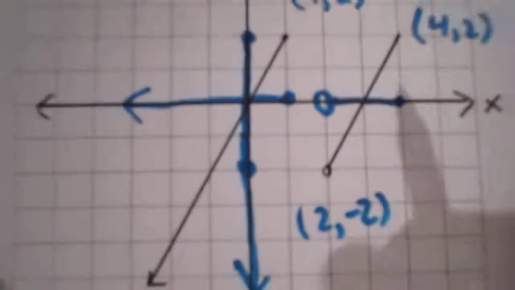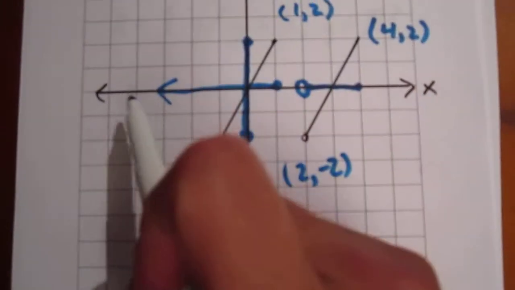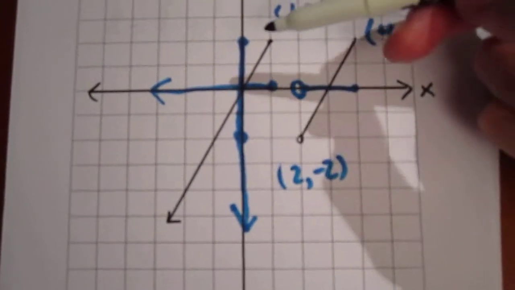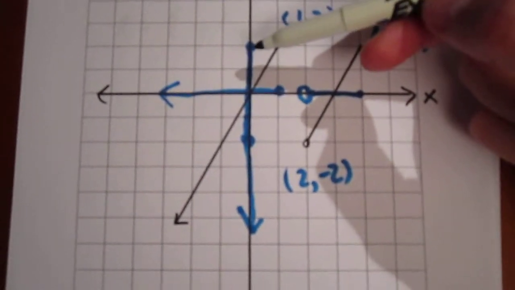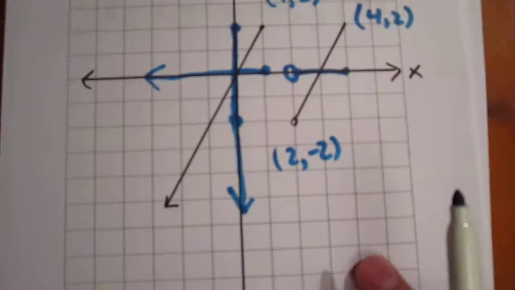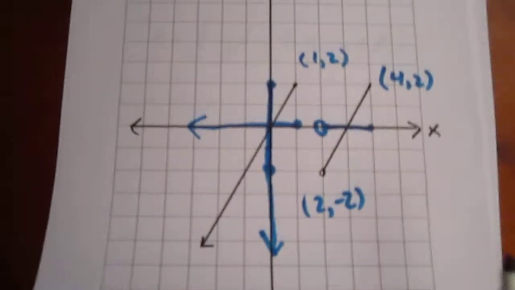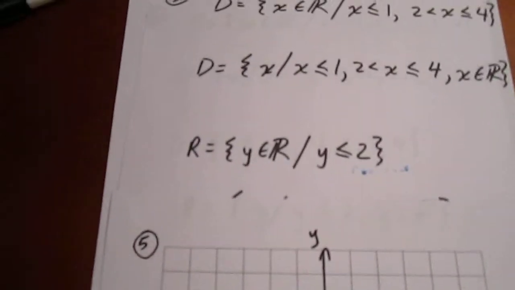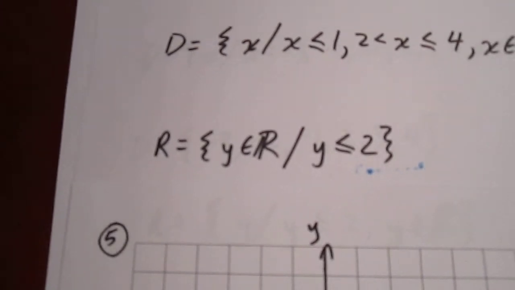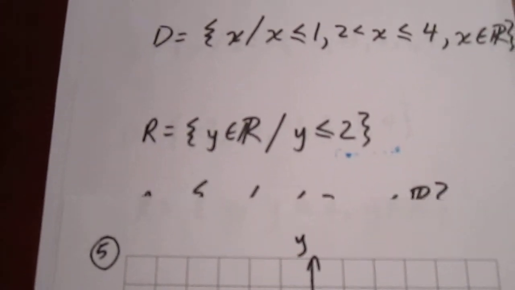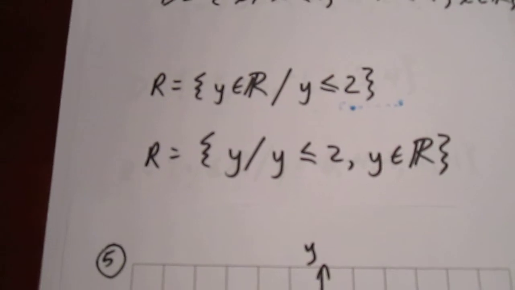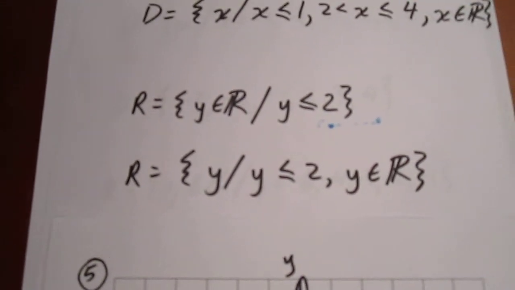So our range, although our domain was pretty complicated, is actually relatively straightforward. It's just y less than or equal to 2. So we take a look at our range: y is an element of the reals such that y is less than or equal to 2, or alternatively y such that y is less than or equal to 2, and y is an element of the reals.